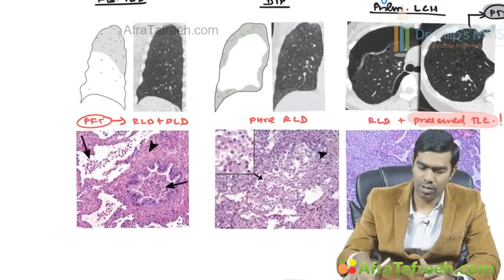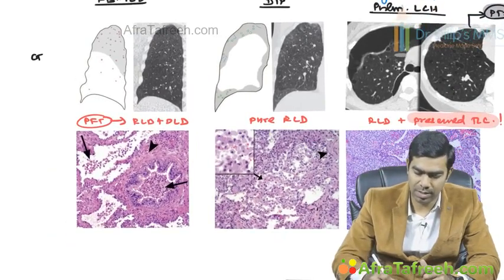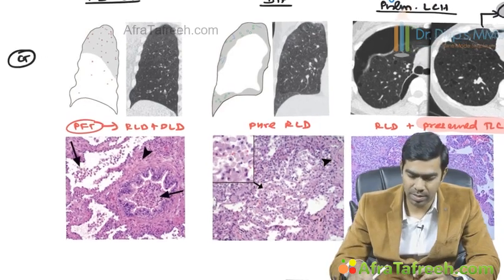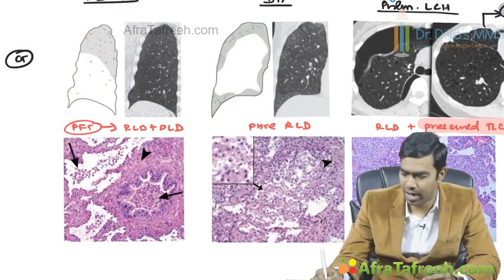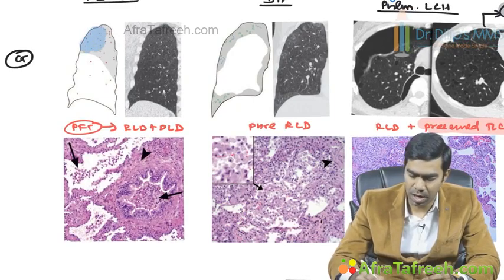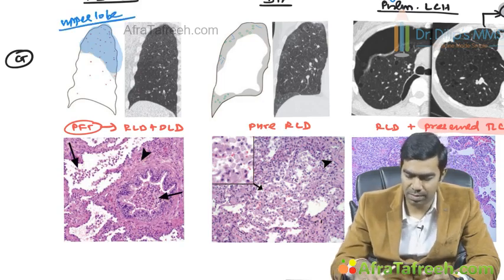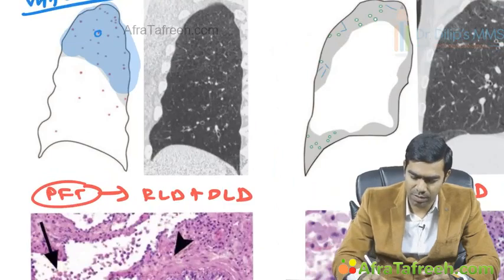Okay, so now after knowing all these things, let us see the CT appearance. So what is going to be the HRCT appearance? Typically, if you take RBALD, it's going to have upper lobe predominance. Which means they are going to be predominant in the upper lobe. At the same time, they are going to have centrilobular nodules.